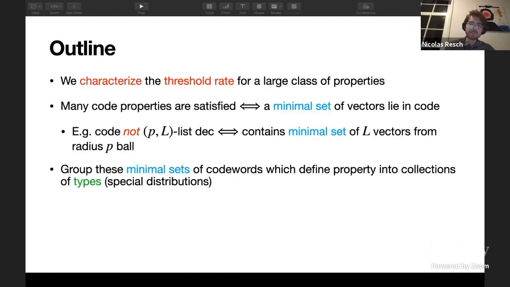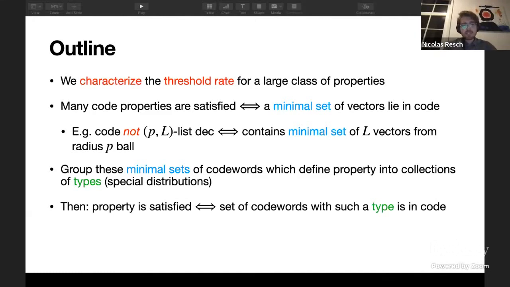And sort of building on some previous work and also using a concept from information theory called types, there's a natural way to go from these sets of code words which define the property into collections of what we call types. I won't be able to in this short time explain exactly how we do this, but all I need you to know for the remainder of the talk is that types are some sort of special distributions. Okay, so we can talk about the entropy of these types and things like that.